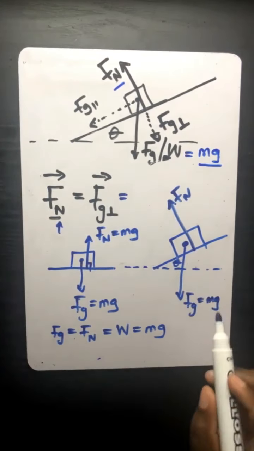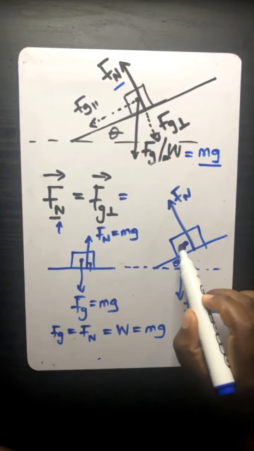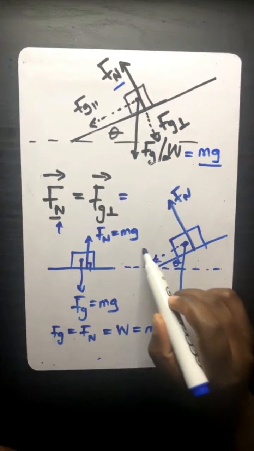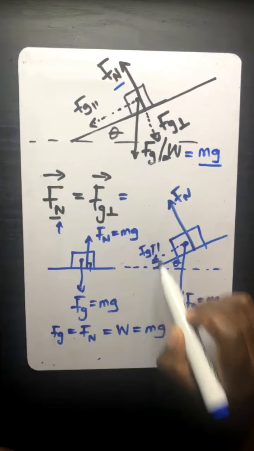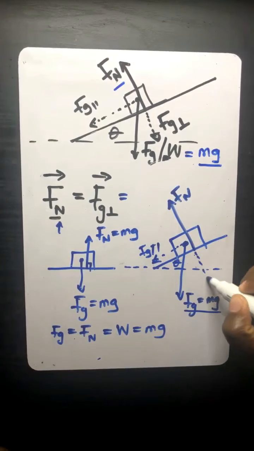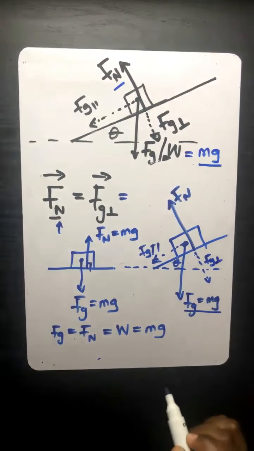So that means when you do calculations, you don't consider that FG, but you consider the components for that movement, which is force of gravity parallel, and for this one also, which is force of gravity perpendicular.